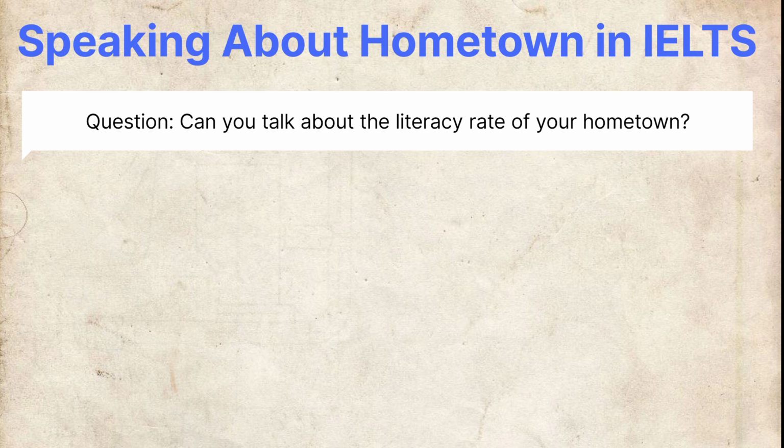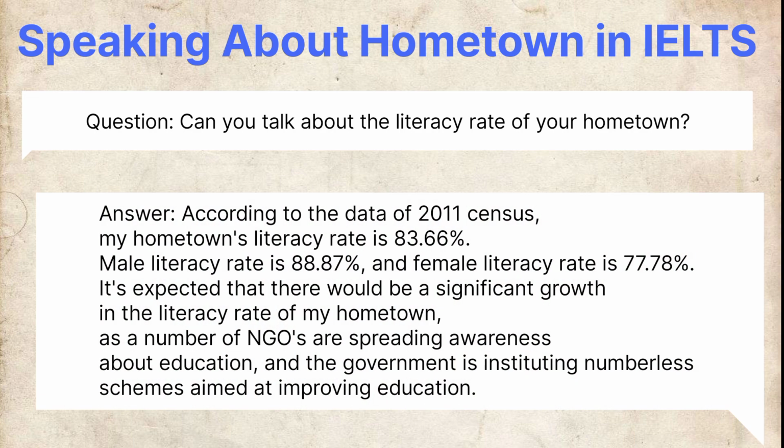Question number 14. Can you talk about the literacy rate of your hometown? Answer. According to the data of 2011 census, my hometown's literacy rate is 83.66%. Male literacy rate is 88.87%. And female literacy rate is 77.78%. It's expected that there would be a great and significant growth in the literacy rate of my hometown, as a number of NGOs are spreading awareness about education and the government is instituting numberless schemes aimed at improving education.